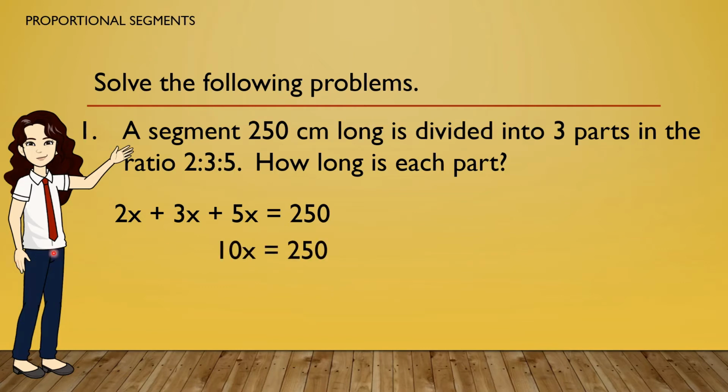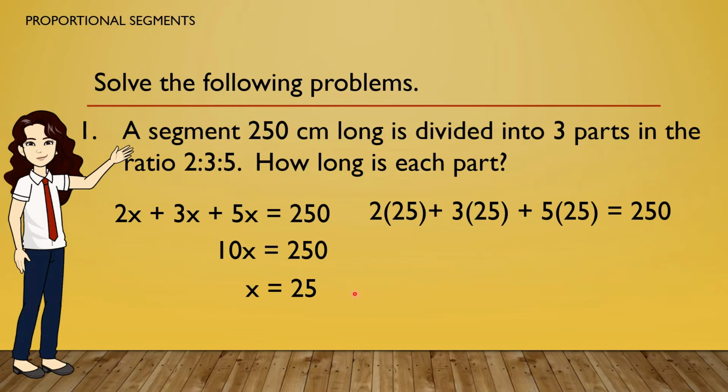Then, you are going to solve: 2 plus 3 plus 5 is 10x is equal to 250. Then, divide both sides by 10. 10x divided by 10 is x. 250 divided by 10 is 25. The value of x now is 25.